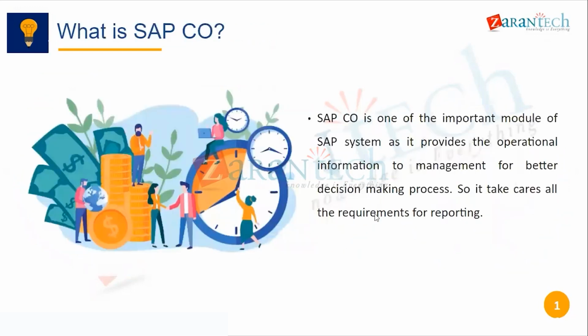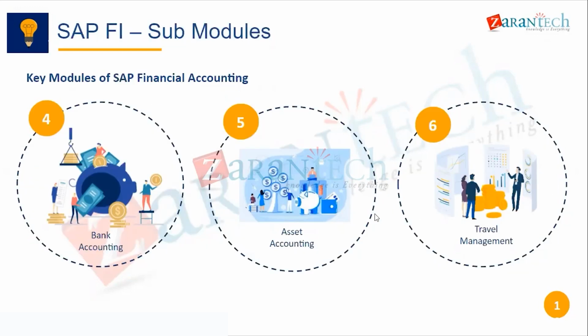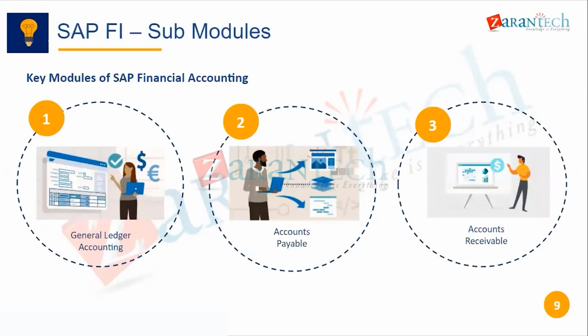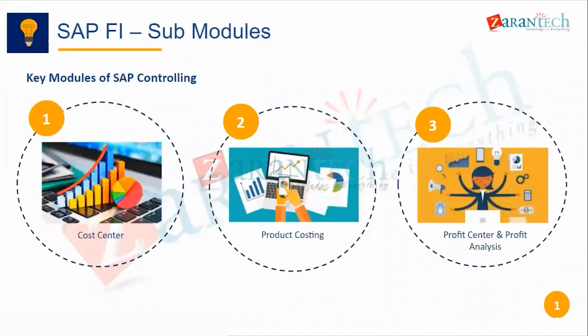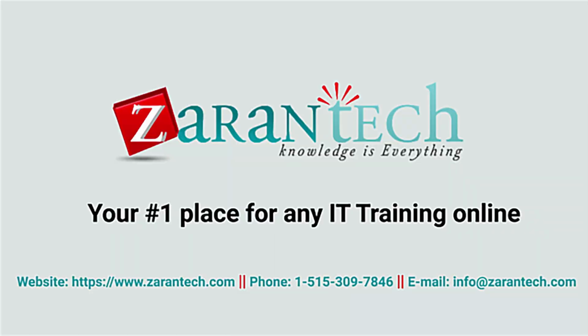In FI, we cover modules like GL, AP, AR, bank accounting, and asset accounting. Similarly in CO, we will be covering cost center accounting, product costing, profit center accounting, and profitability analysis in quite some detail, as you have seen from the course content.